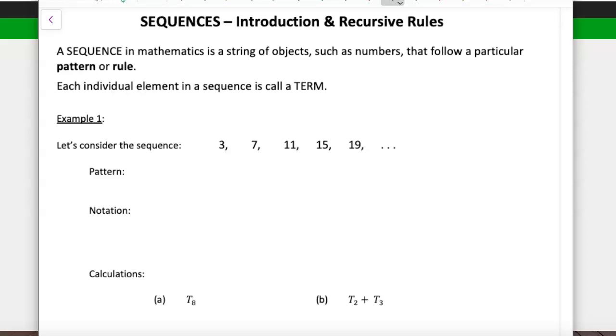In example 1 we're going to consider the sequence 3, 7, 11, 15 and 19. Before we jump in, we can take a look at the pattern that's occurring here. As we go from term 1, our first term, to term 2, to term 3, to term 4 and so on, we can see that we are adding 4 each time. So our pattern is adding 4 to the previous term.